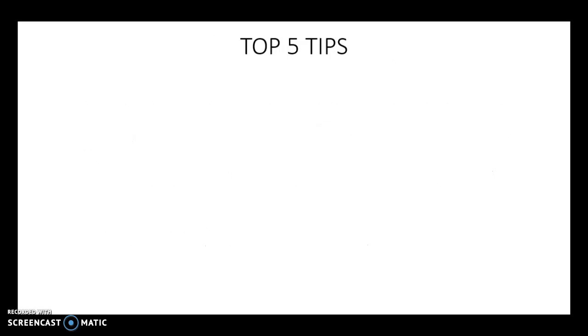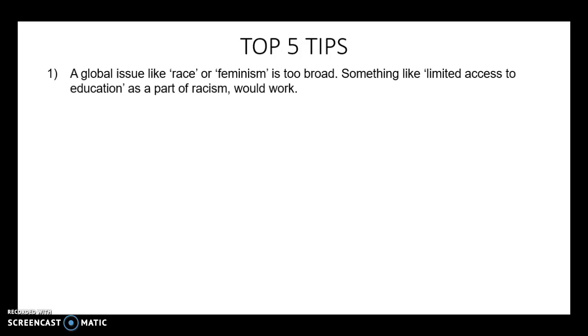Okay, so, top 5 tips for doing the oral. Picking your global issue is crucial. IB says it doesn't want a wide, general thing like race or feminism, but something much more specific, such as limited access to education for women, or something connected with racism or ethnic groups. That would work.